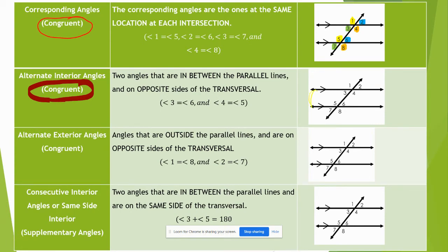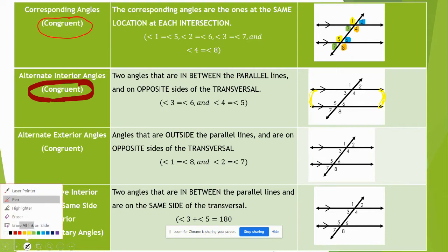So we're inside the parallel lines. So we're only going to be looking in the parallel lines. So we're not using these ones that are outside the parallel lines. We're only looking at 3, 4, 5, and 6. Let me switch back to a highlighter. Okay. So 3, 4, 5, and 6 are the angles we're looking at.